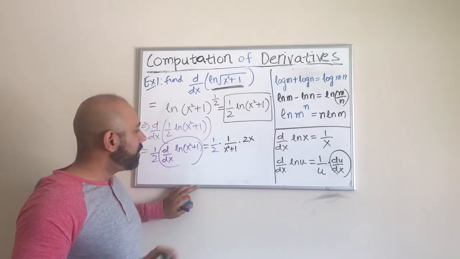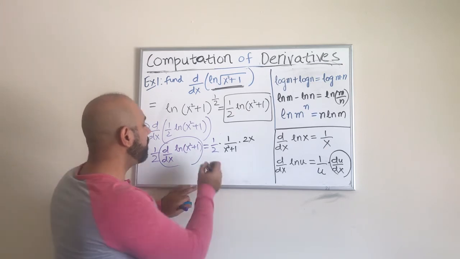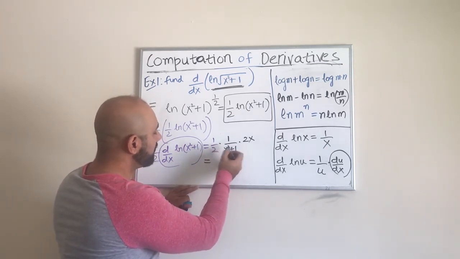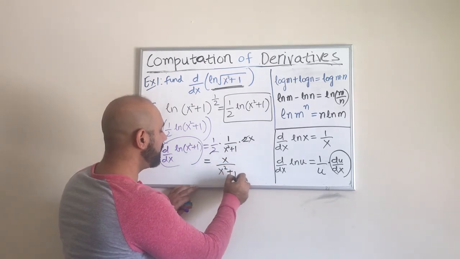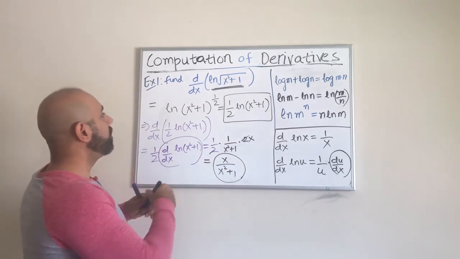So that is it. We don't have to do anything more than that, except that we have to cross out or simplify things. Here the 2 will cross out, and we'll be left with x over x squared plus 1. That is the derivative of this function.